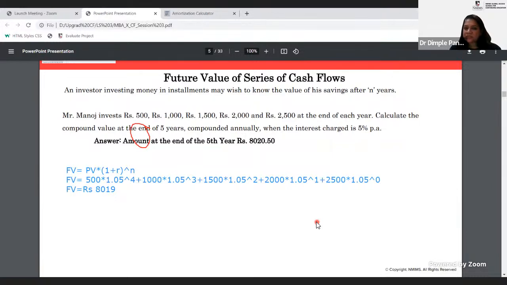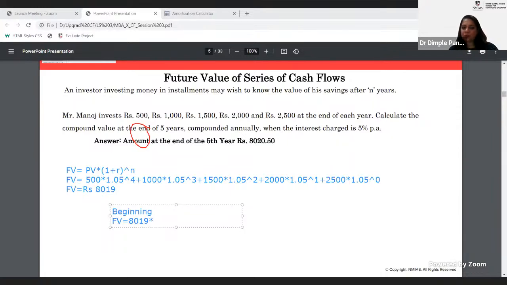What would be my answer if all this investment was made at the beginning of the year? If all the investments were made at the beginning of the year, can I say my answer would have been future value equal to 8,019, and I would have earned interest for one more year on that?